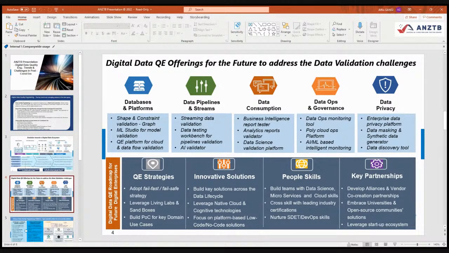So I'll quickly touch on some of the QE strategies. Some of the strategies that we need to look at is to adopt fail fast and fail safe strategies, where you trial something smaller, look at the results, do the corrective actions, take the feedback loop, and then start working on newer strategies. And also establish living labs and sandboxes, and like we discussed, build POCs for key domains and for key use cases. And moving on to innovative solutions, build some of the key solutions throughout the data lifecycle, not as one separate area.